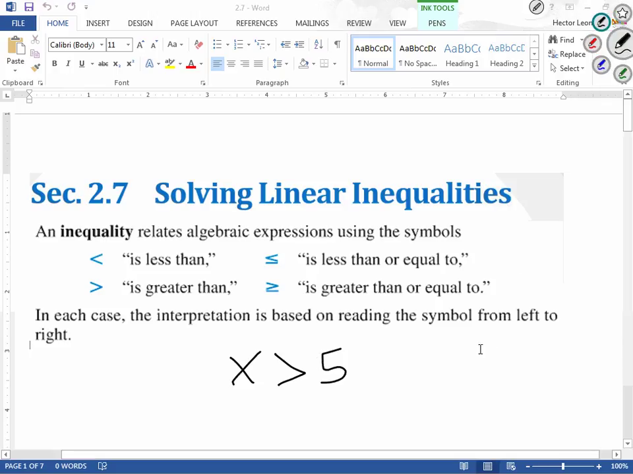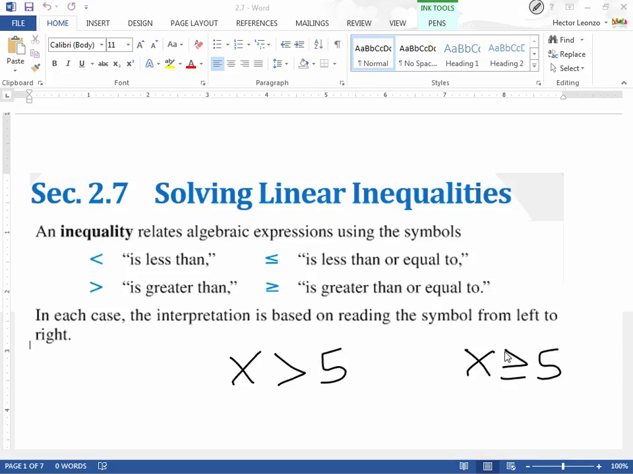But now, if I had x is greater than or equal to 5, I'm going to say x could be any number greater than 5. But in this case, because of this little line at the bottom, it looks like an equal sign. If I were to erase part of my inequality sign, it looks like an equal sign. See, there's my equal sign. So x is greater than or equal to 5. It could be anything greater than 5, but it could also be 5.